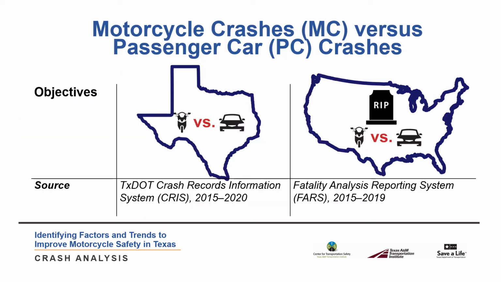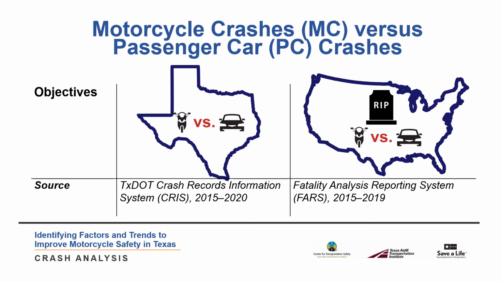So before we get too far along today, let's go through the project objectives. First objective was to provide data comparing motorcycle crashes of all severities versus passenger car crashes in Texas. These data were downloaded from TxDOT's Crash Records Information System, commonly referred to as CRIS. The years for the analysis covered 2015 to 2020, which is the most recent year available. By comparing motorcycle crashes to passenger vehicle crashes, it helps to identify countermeasures that will help both types of crashes, while at the same time identifying countermeasures or trends that may be needed to address motorcycle crashes specifically.